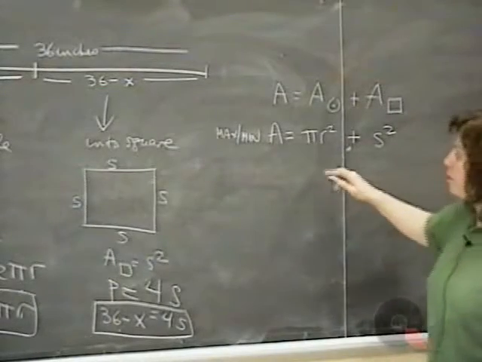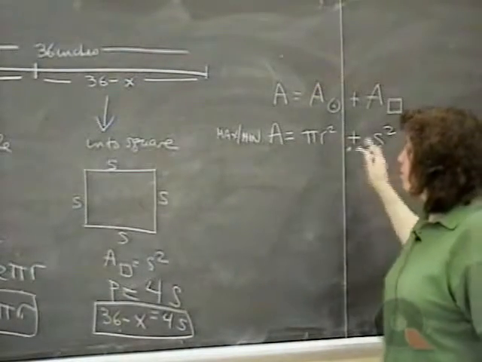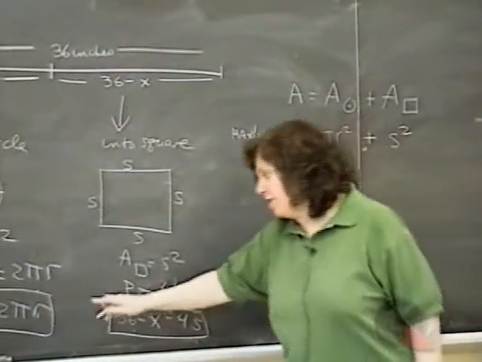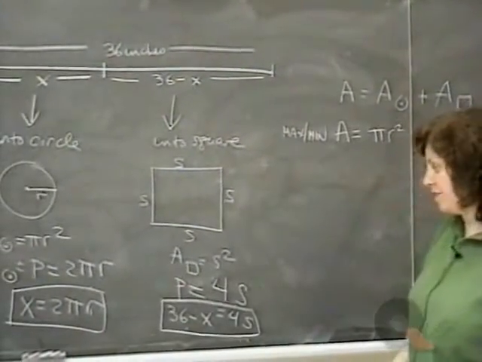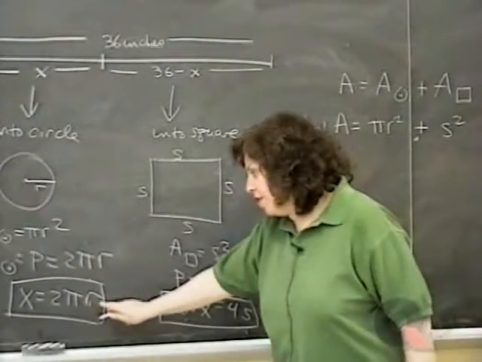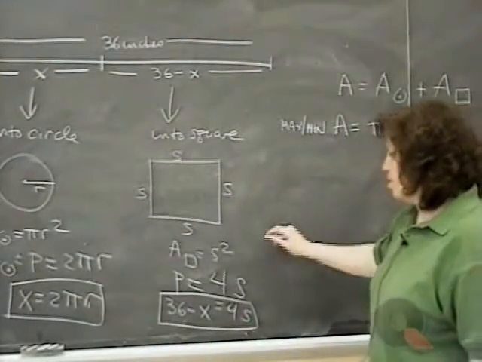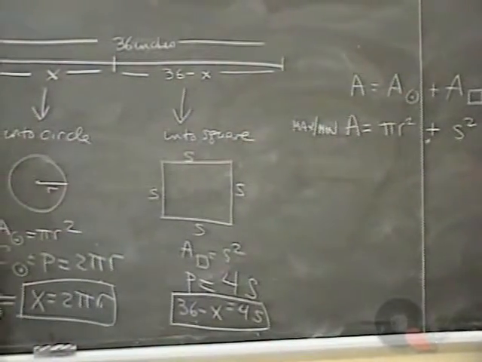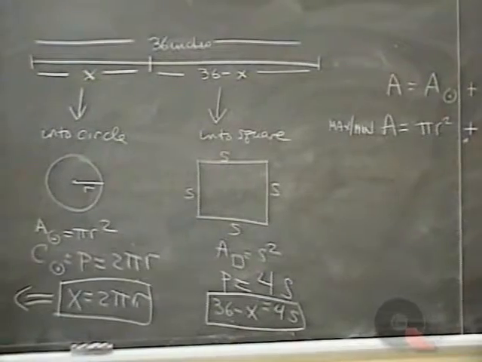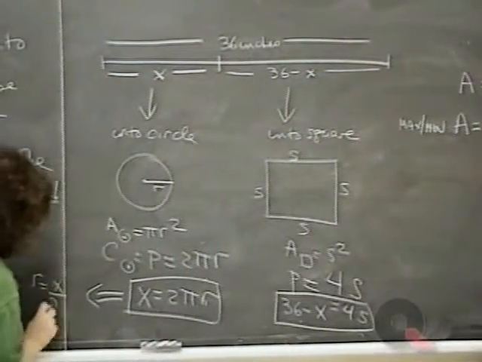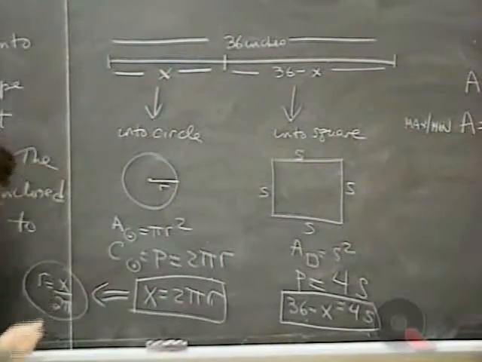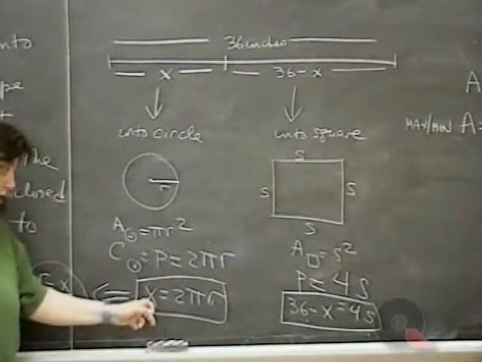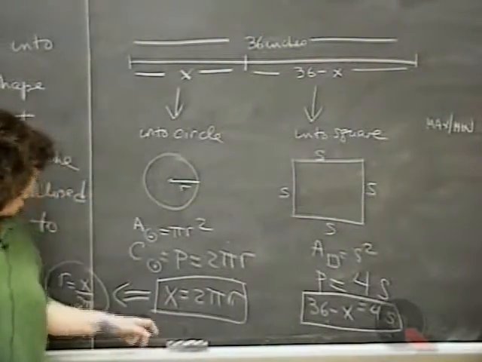Now, as in all the other problems, we need to get it in terms of only one letter. We have it in terms of r and s. But here we have the means to get everything in terms of x, because x is equal to 2 pi r, which leads us to the fact that r is x over 2 pi. X was the circumference of the circle. It was 2 pi r. So r must be x over 2 pi.